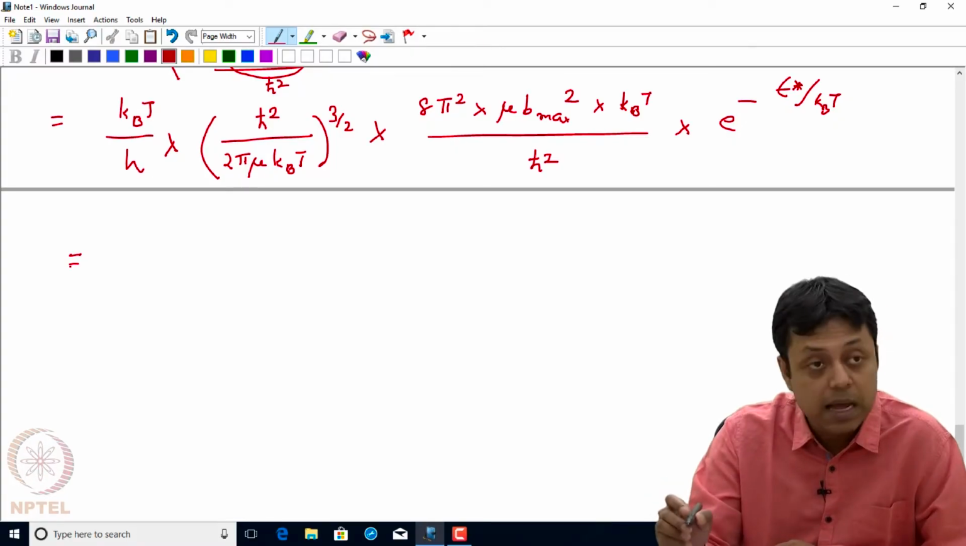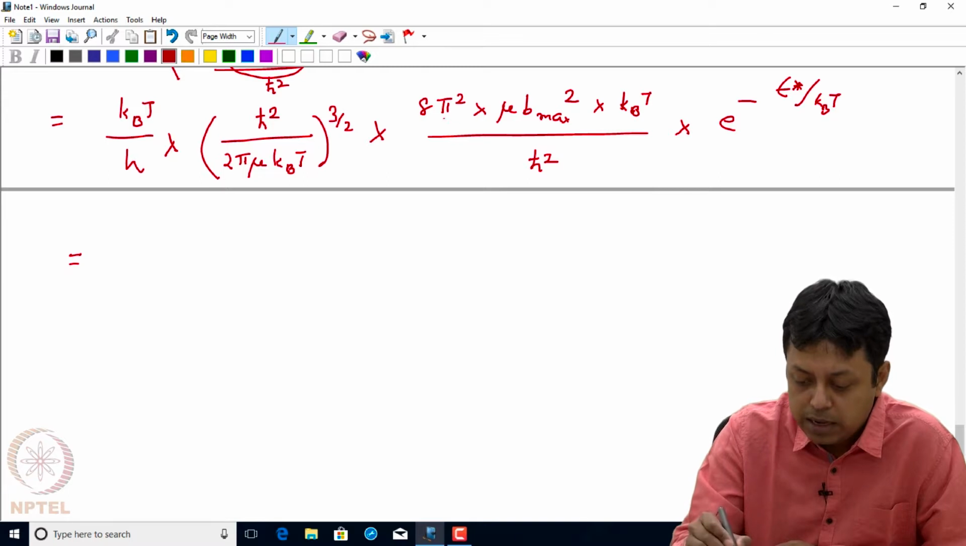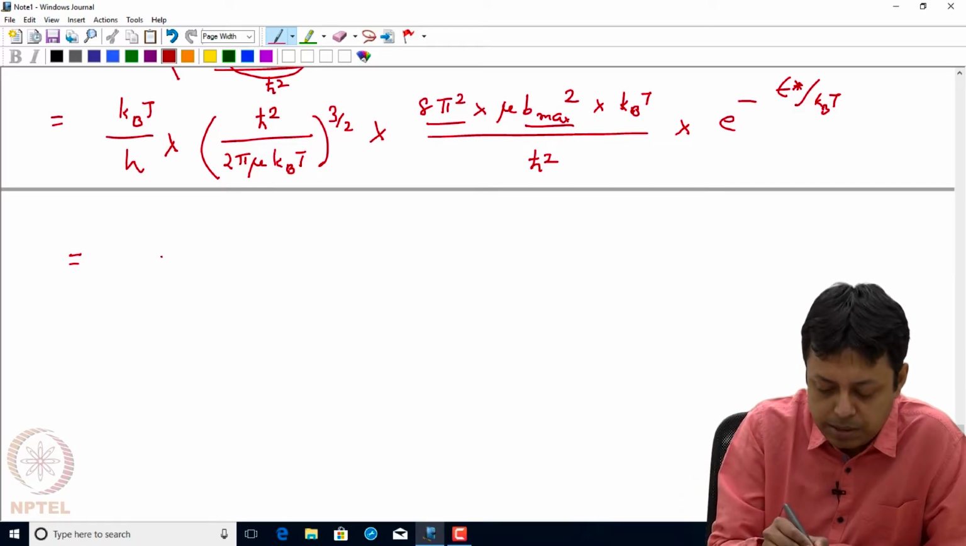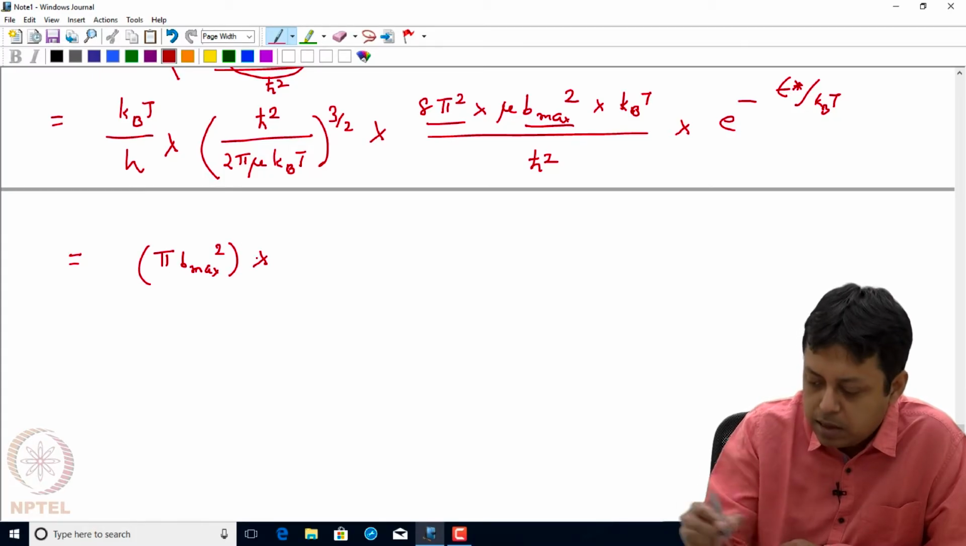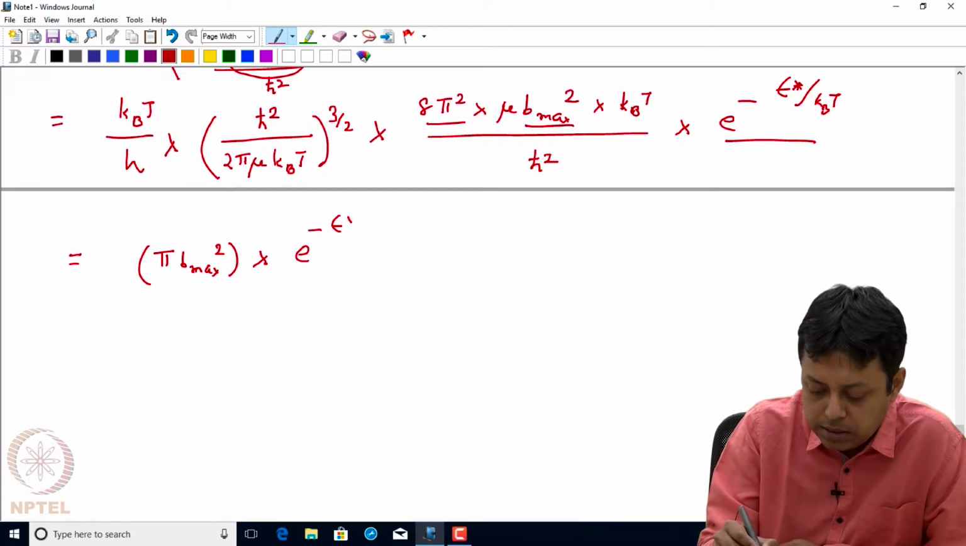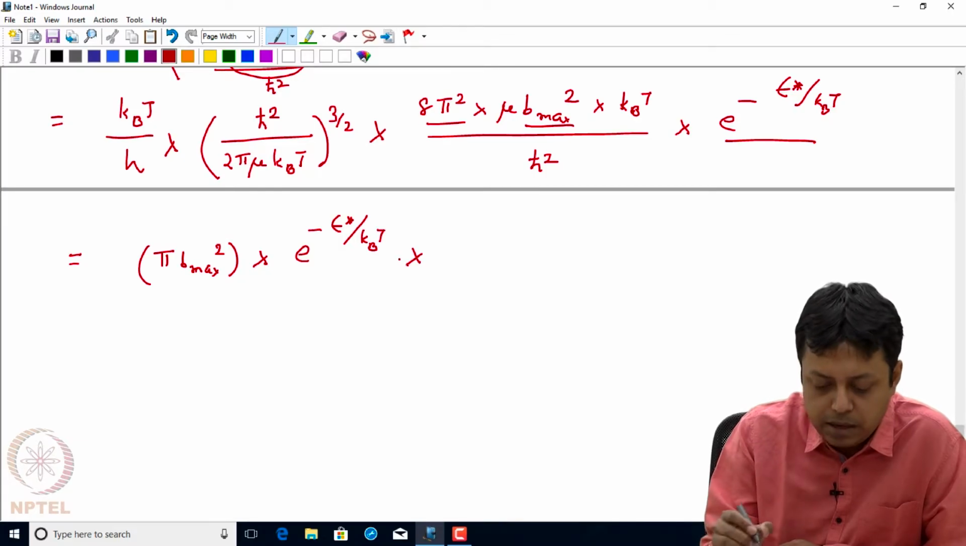So, I need 1 pi Bmax squared. I can steal 1 pi from here, and the Bmax squared I am just keeping. So, I am just writing it as pi Bmax squared times, I am also keeping this thing untouched, e to the power minus e star by kBT, and then let us see what we are left with. So, we are left with 1 kBT by h here.